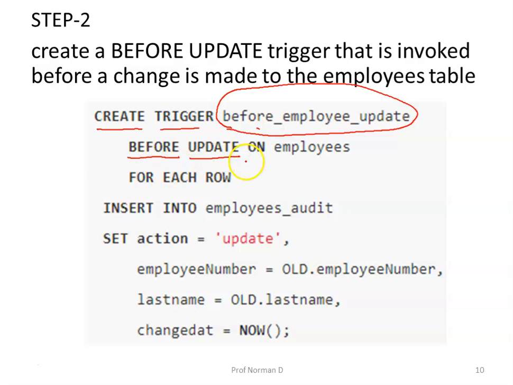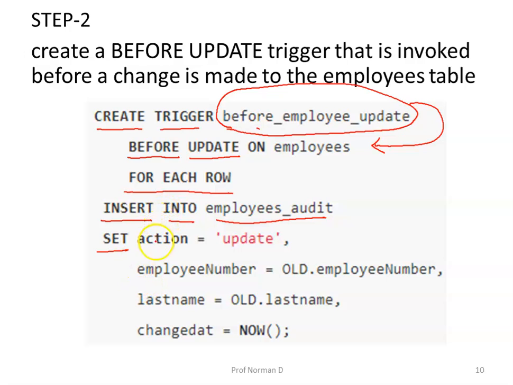So before updating, what was the state of the database? That state will be stored in the employees audit table with respect to each row. Now this trigger, that is before_employee_update, is being applied on the employees table. We have already seen the structure of the employees table. For each row, when an updation is being applied, you insert into, so here the keywords are insert into a new table, that is employees audit, set the values to so and so.